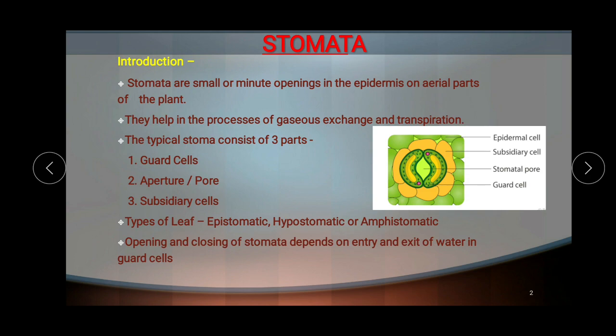Then the stomatal opening and closing depends on the entry and exit of water in the guard cells, because these guard cells are osmotically active, and when the water enters into the guard cells, the stomata get opened due to the swelling of the guard cells. When water exits, the stomata get closed, and the reverse process takes place.